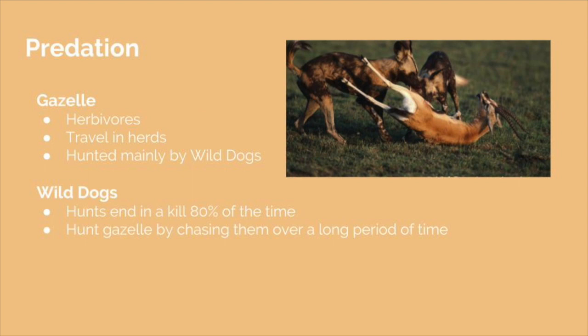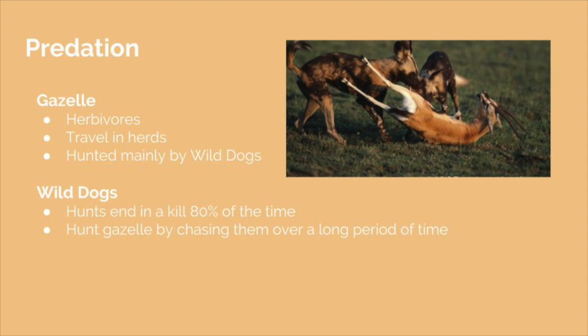Predation is the act of preying upon another organism. In the savanna, one example of predation is between wild dogs and gazelles. Gazelles are a type of antelope and are herbivores that travel in herds. The smaller and younger species of gazelles are more often preyed upon. Wild dogs hunt gazelles by chasing them over a long period of time. Their hunts end in a kill 80% of the time, compared to a lion's success rate of 30%.